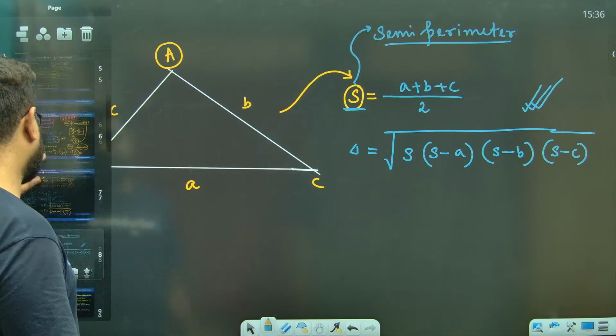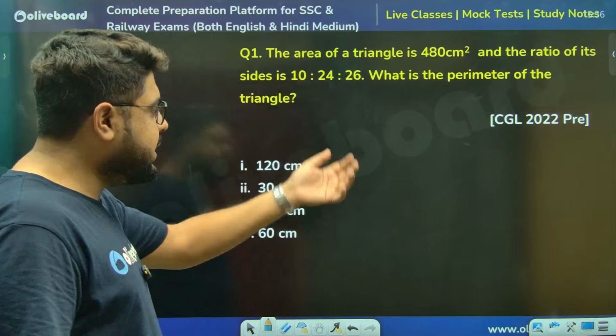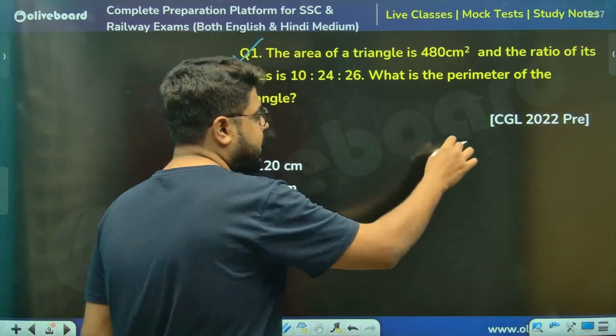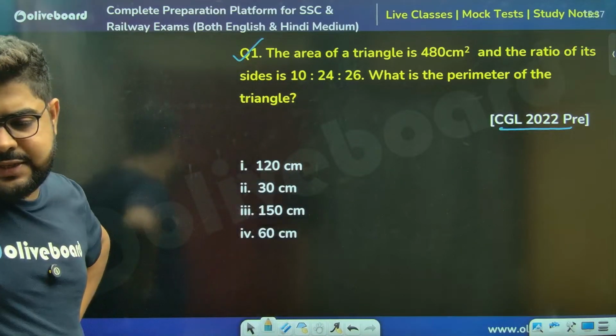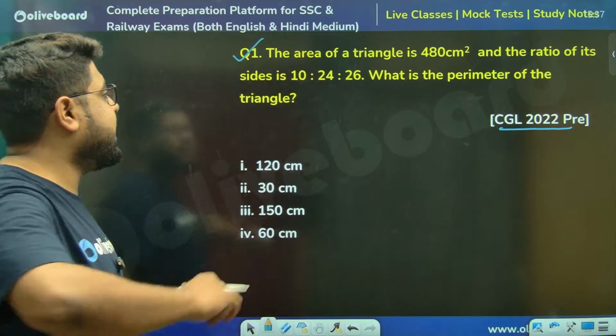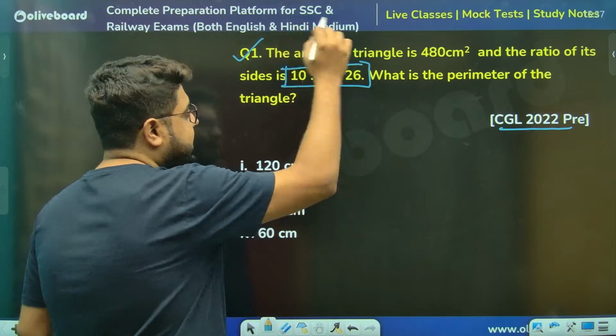So let's move on to some basic questions. Again, there are certain theories we'll discuss as we go along. Sir, CGL 2022, one question. The area of a triangle is 480 centimeters square. The ratio of the sides is given. What is the perimeter of the triangle?